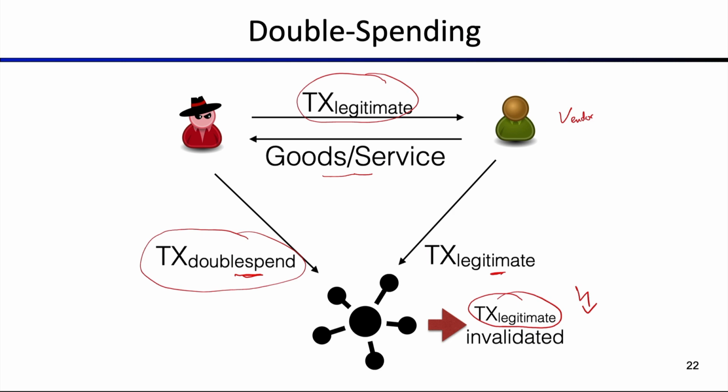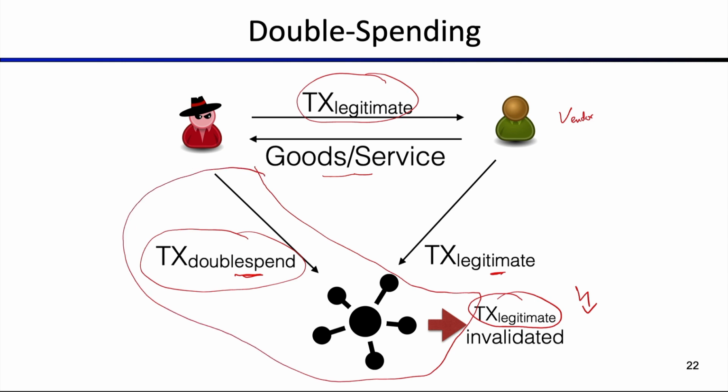Eclipse attacks are at the very core of how you can perform such double spending attacks, which we've seen in the previous lecture. So you have here a semi or partial eclipse attack, because the vendor doesn't know about the double spend transaction, so it's eclipsed for a period of time from the real network where the actual transactions are being spent.